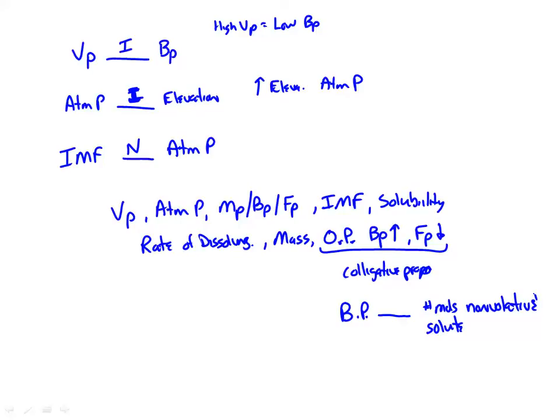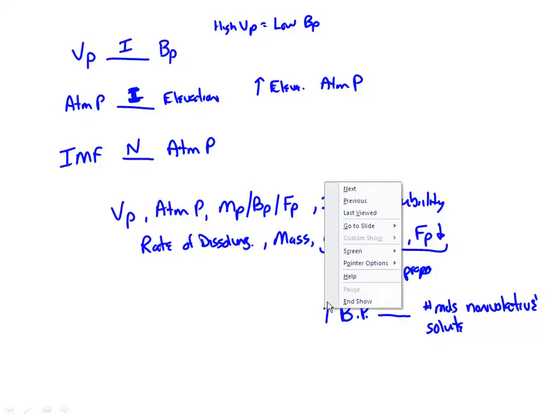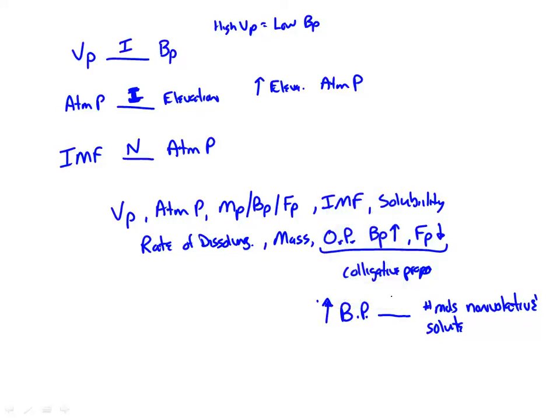Decrease the boiling point to increase the number of moles. To increase the boiling point. Right, directly. So this would be directly proportional if I'm trying to increase the boiling point. The more solute I have, the higher the boiling point.